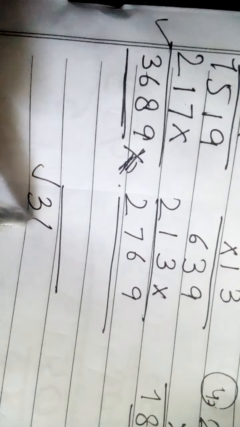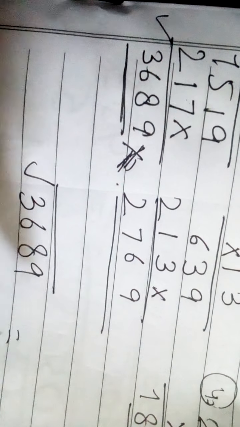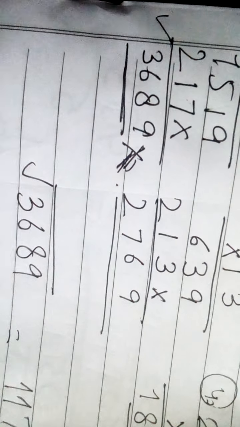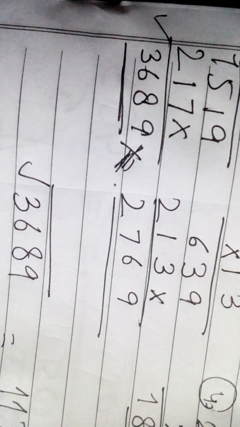Minus that, there is a 0. So the square root of 13,689 is equal to 117. Understand that? Second, you do it yourself.